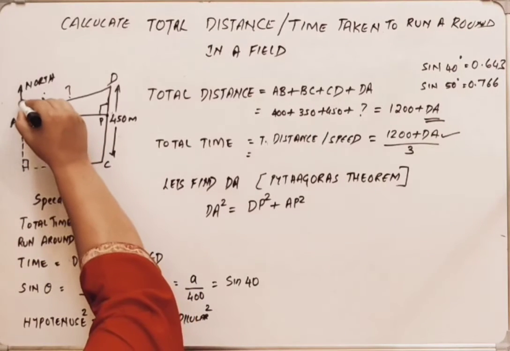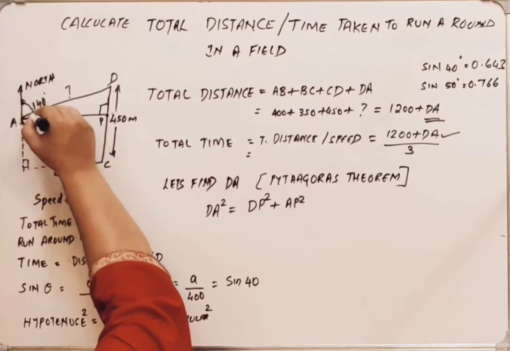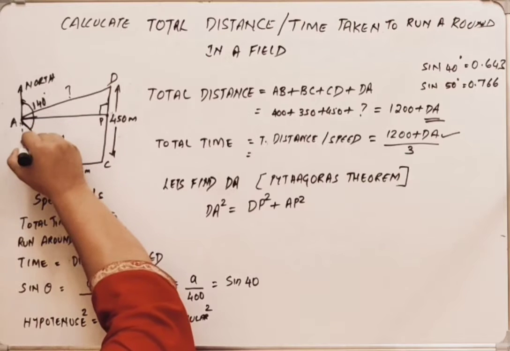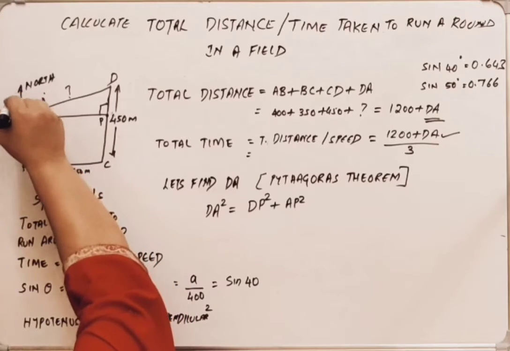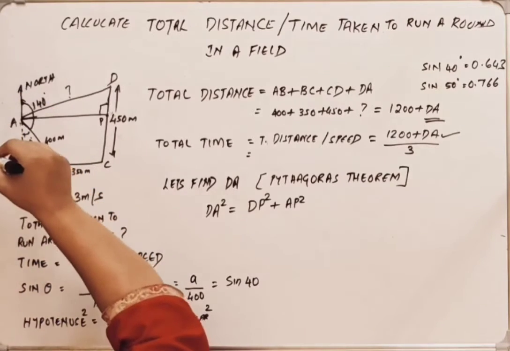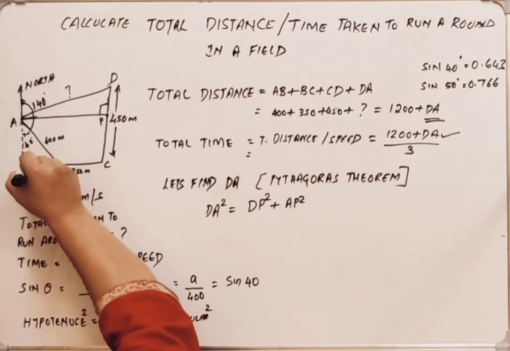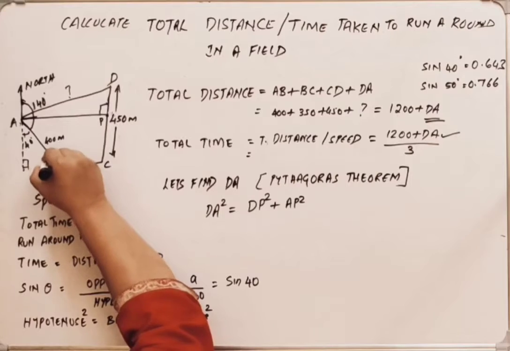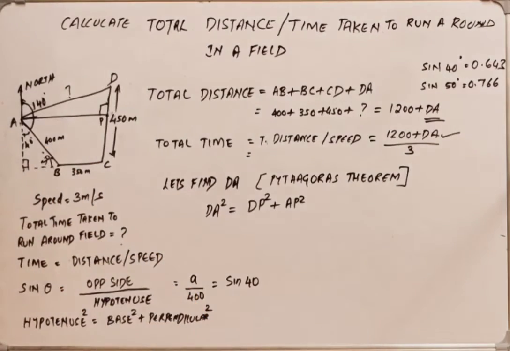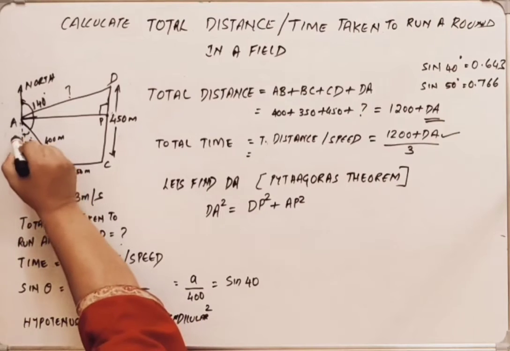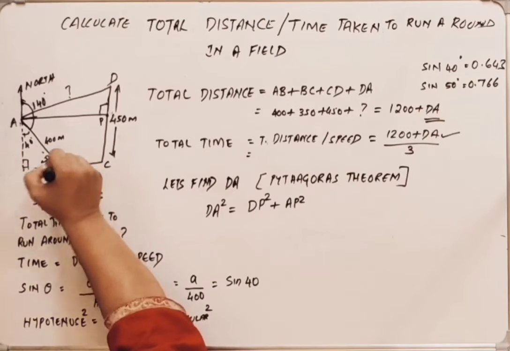Now we know that this is 140 degrees. This being a straight line, we will get 40 degrees here, because this entire straight line will be 180 degrees. And now if this is 40 degrees and this is a right angle, this would be 50 degrees. So we have all 3 angles. We will have to find this particular side and this particular side length.